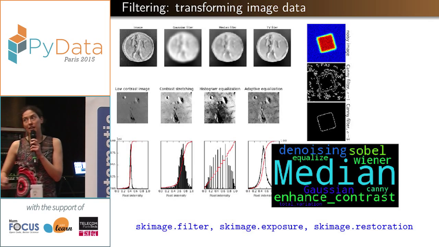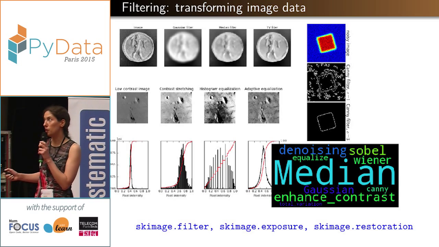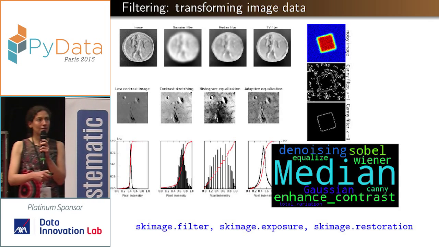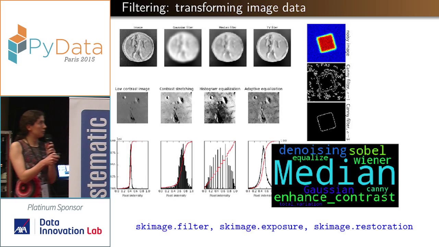By the way, all the examples that are here, most of them at least, are taken from the user gallery, so that you can just go to the website, find the image again, and look at the code. And here is a comparison of different denoising algorithms.